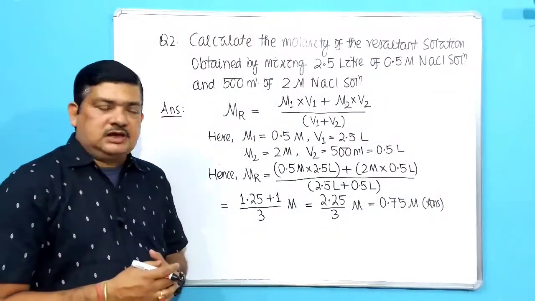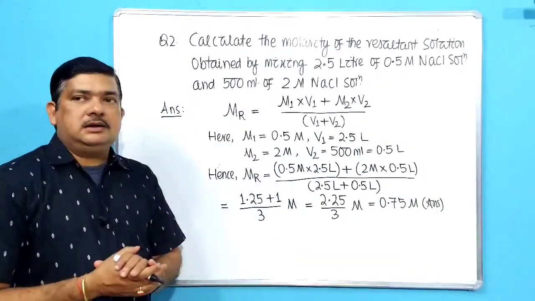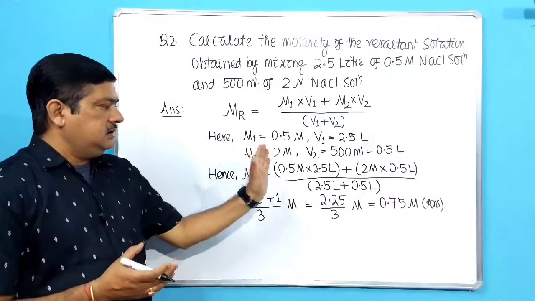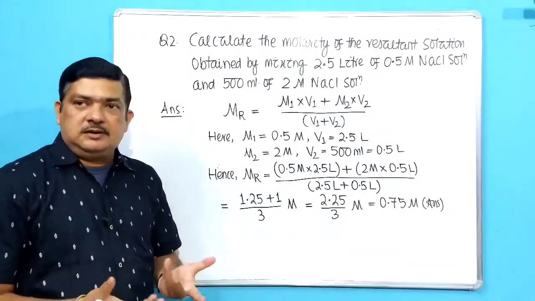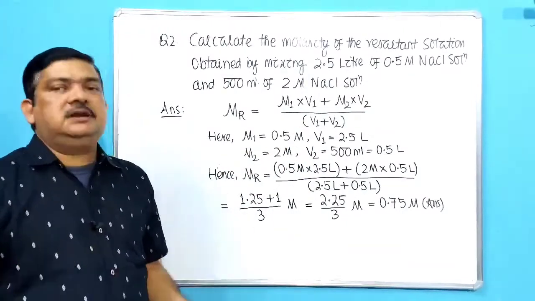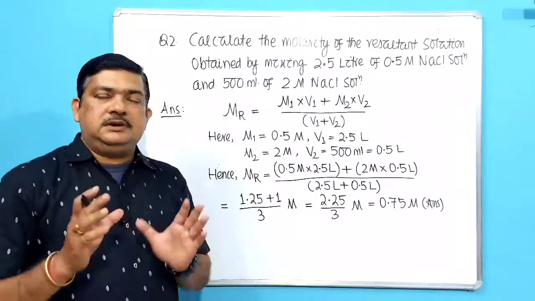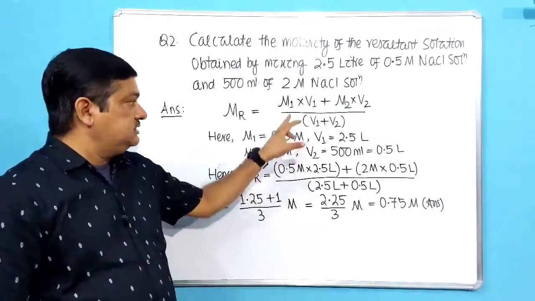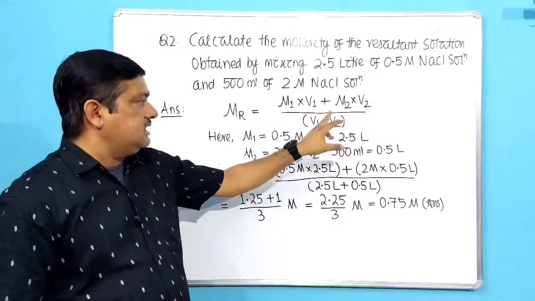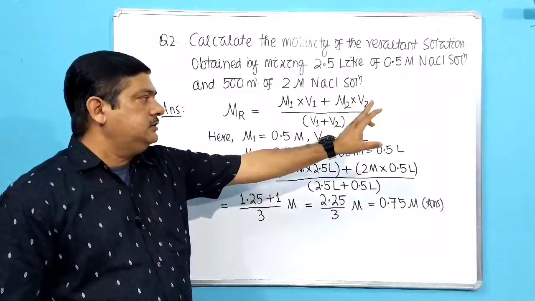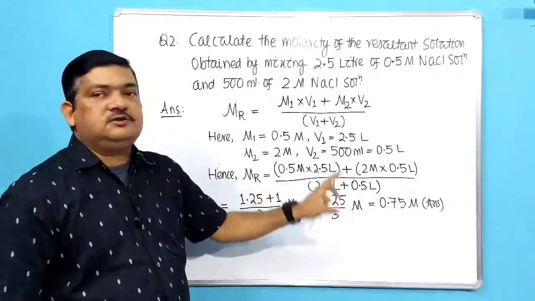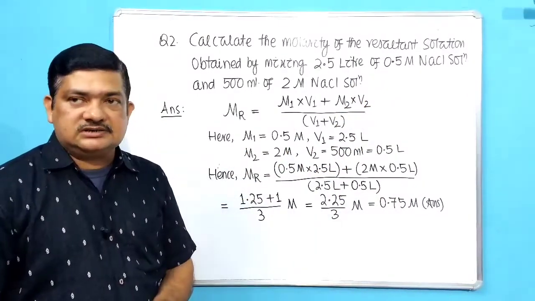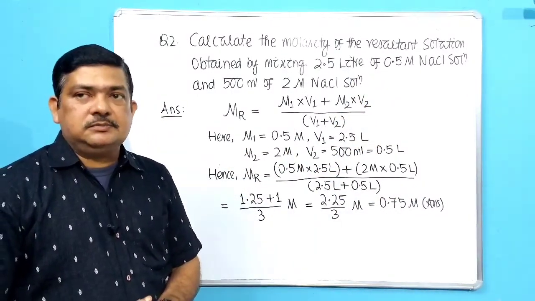So they are very simple to solve. Only you have to remember the formula and you have to identify what is M1 V1, what is M2 V2. Even three different solutions will be given of the same solute, you can use here M1 into V1 plus M2 into V2 plus M3 into V3 divided by V1 plus V2 plus V3, as I told you in the last class. Okay, so next I will give you some assignments.